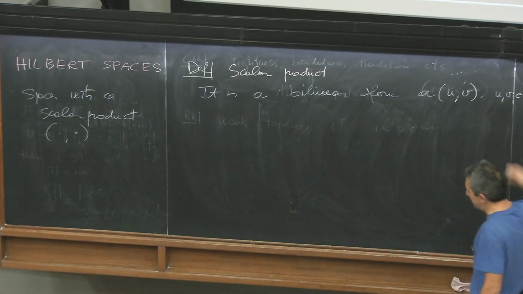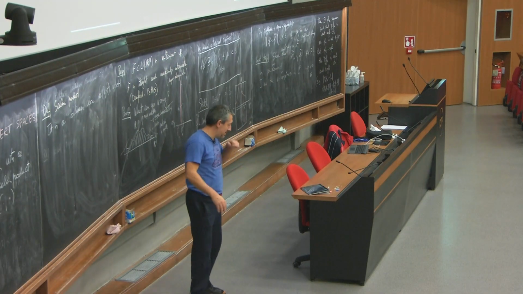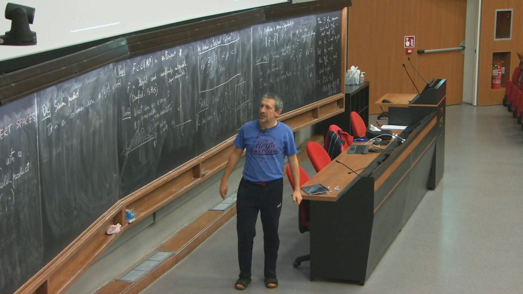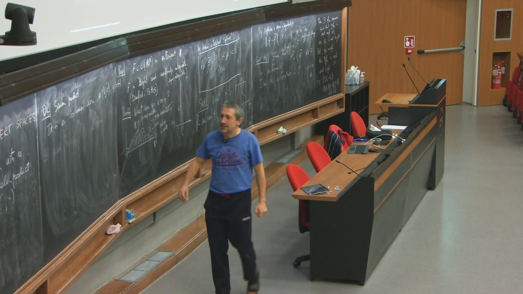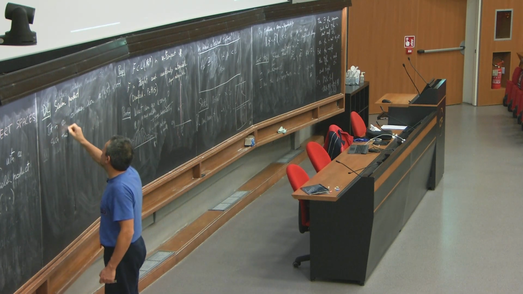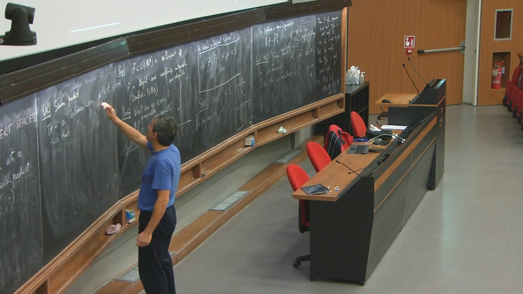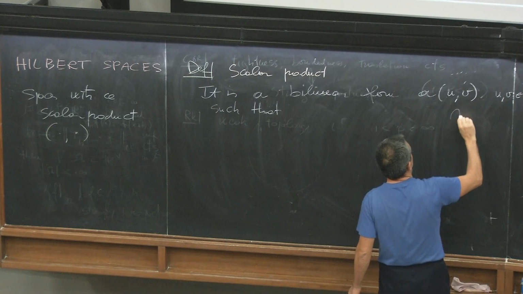Usually, Banach spaces are denoted with several notations, X maybe, but Hilbert spaces are always H. Okay, so if we think in finite dimension, remember that a bilinear form is a matrix, no?